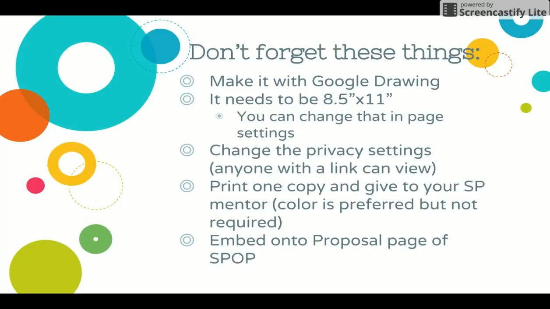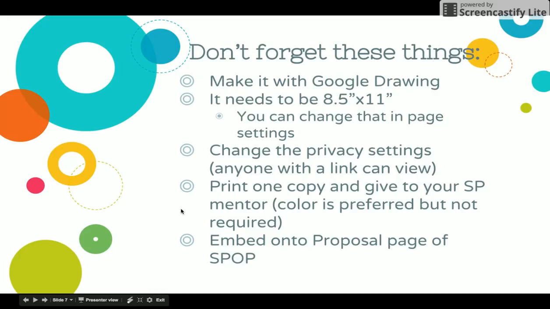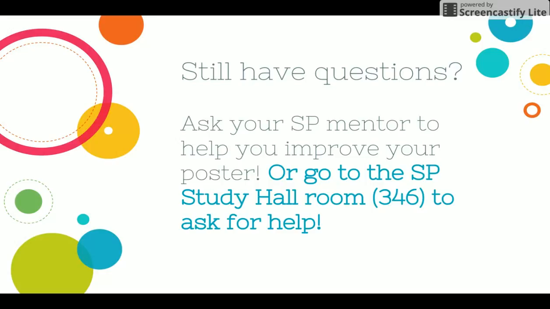Once you've done that, you've got to make sure that it is embedded on the proposal page of your SPOP. Be very, very cognizant that you do all the things on this page and back on this page. Make sure that all these requirements are on there, and make sure that all of this is done correctly. And all of that's on the rubric, because if you miss one, you forget one, and you do it at the last minute, you may be found not competent and you may fail the quarter, and we don't want that to happen.